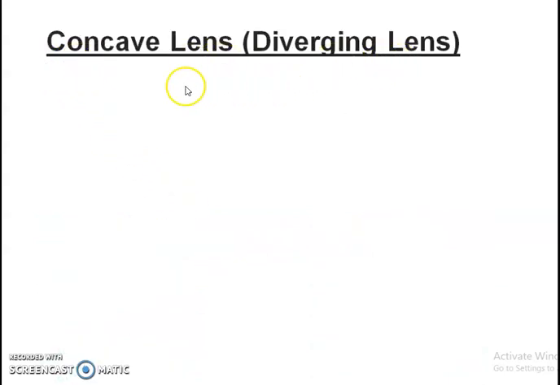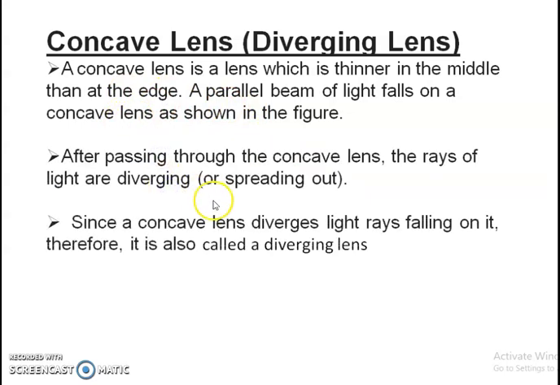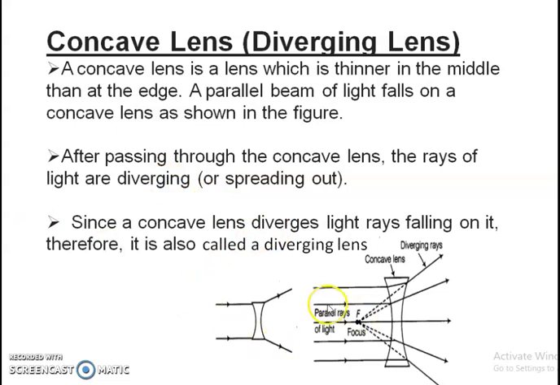Concave lens is called diverging lens, and the shape of the concave lens is thinner in the middle and the edges will be thicker. So here if we see the diagram, we can understand that when a beam of light comes, they are bending and they are getting diverged. So when a parallel beam of light falls on a concave lens, the rays of light are diverged or spreading out. So hence this lens is said to be diverging lens.